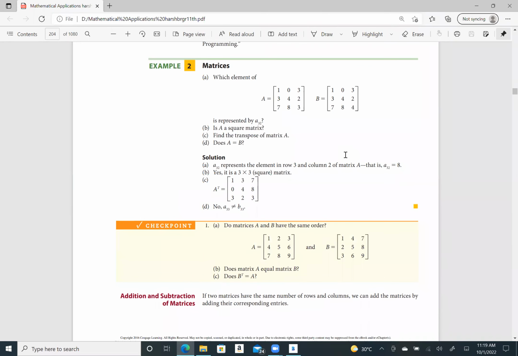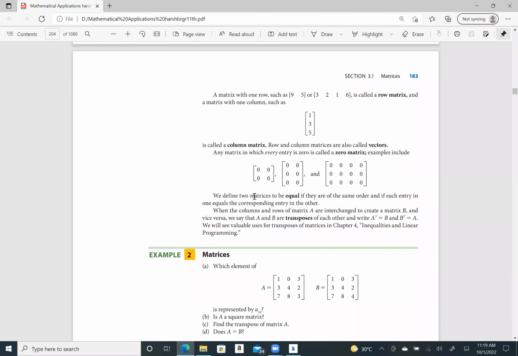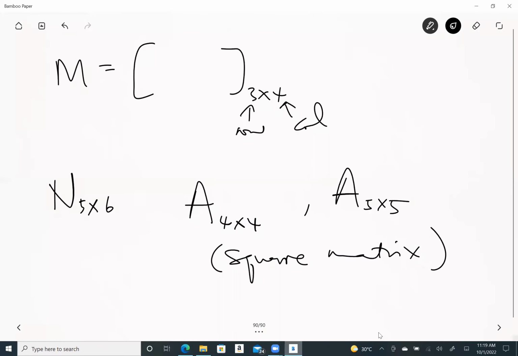Okay, what else? Now what else? Okay, another thing. This will be our last. You have the rows interchanged to create another matrix. Then we call B is the transpose of A. So transpose of A will be what? Will be just the rows become the columns, the columns become the rows.